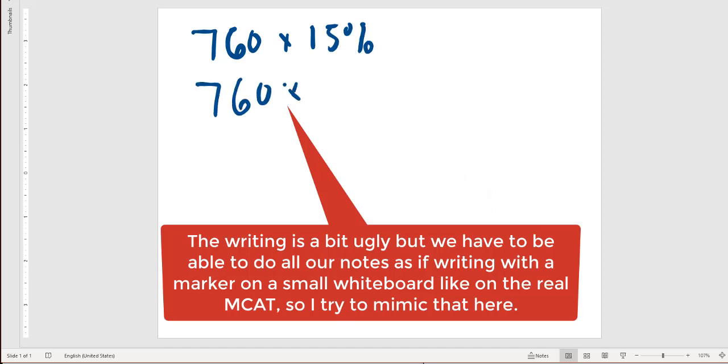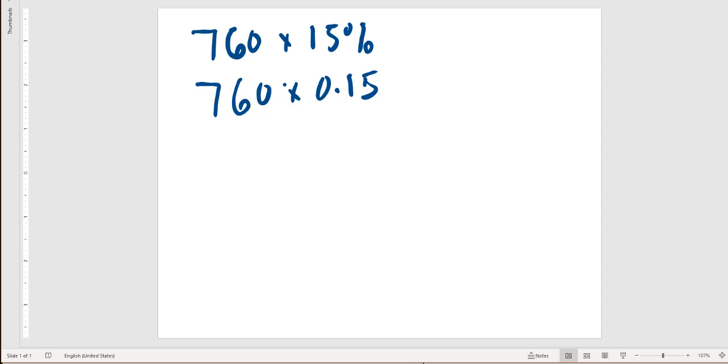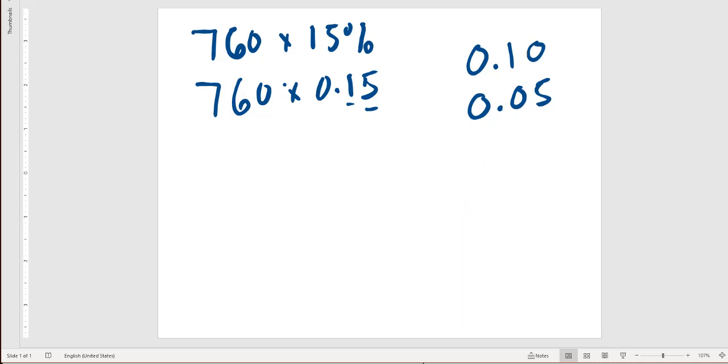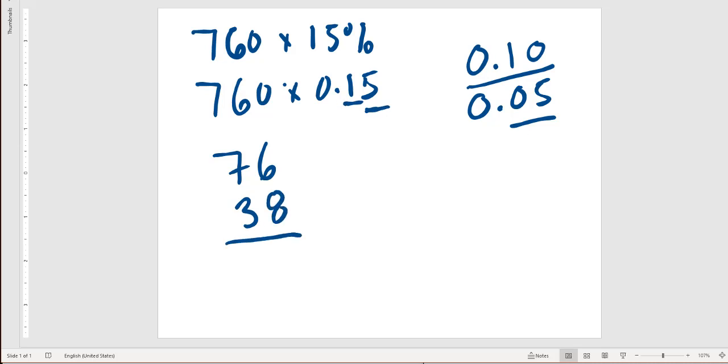So 15% is better written as 0.15. We have to do this math without a calculator. So 0.15, I think of as 0.1 and 0.05 added together, right? 0.1, 0.05, it gets 0.15. And that makes the math a little easier because a tenth of 760 is 76, and 0.05 is half of that. Half of 76 is going to be 38. So the 0.1 plus the 0.05 of the 760 lets me quickly calculate that 114 torr is the pressure of the O2. All right, 114 torr.